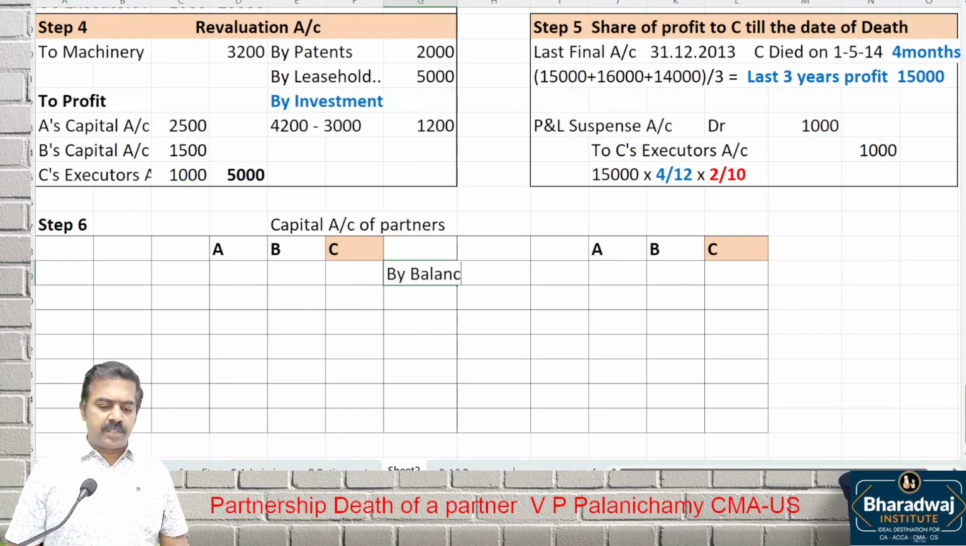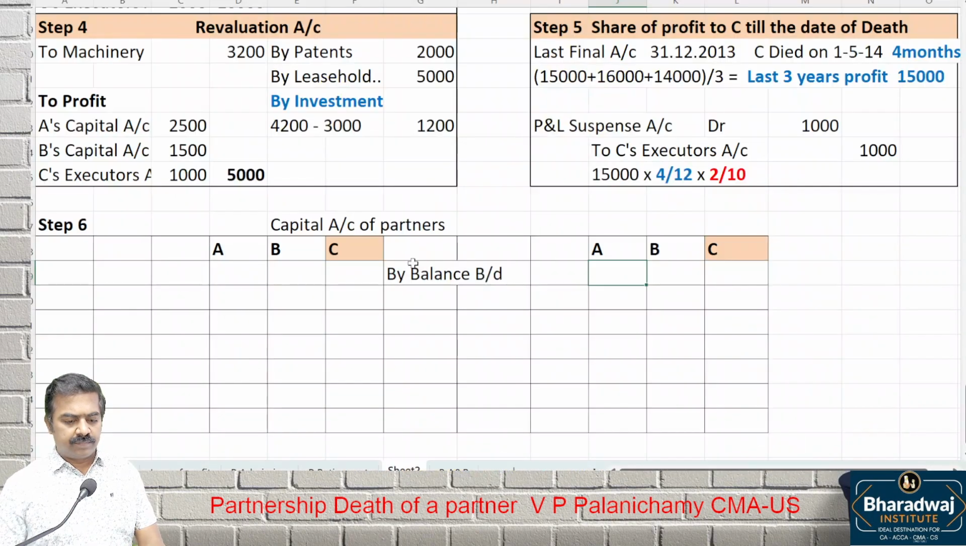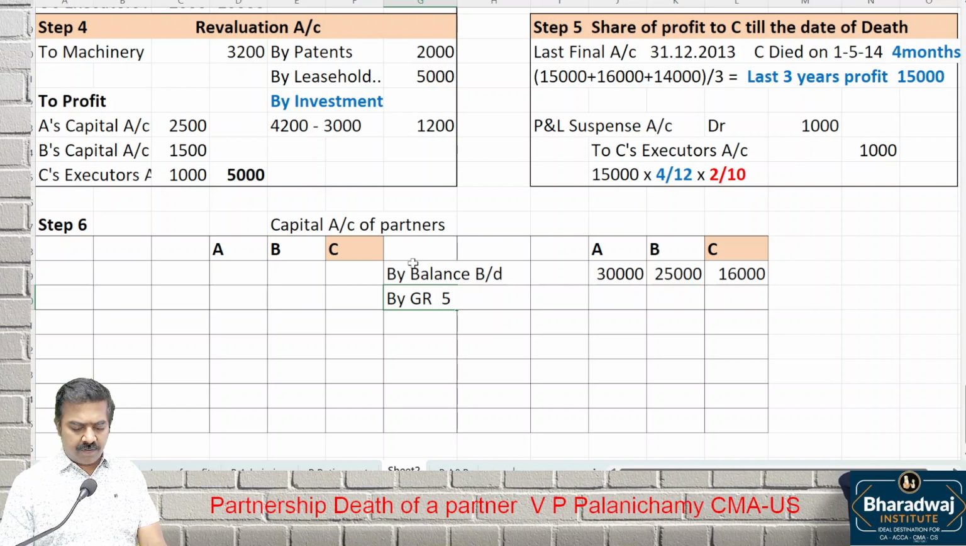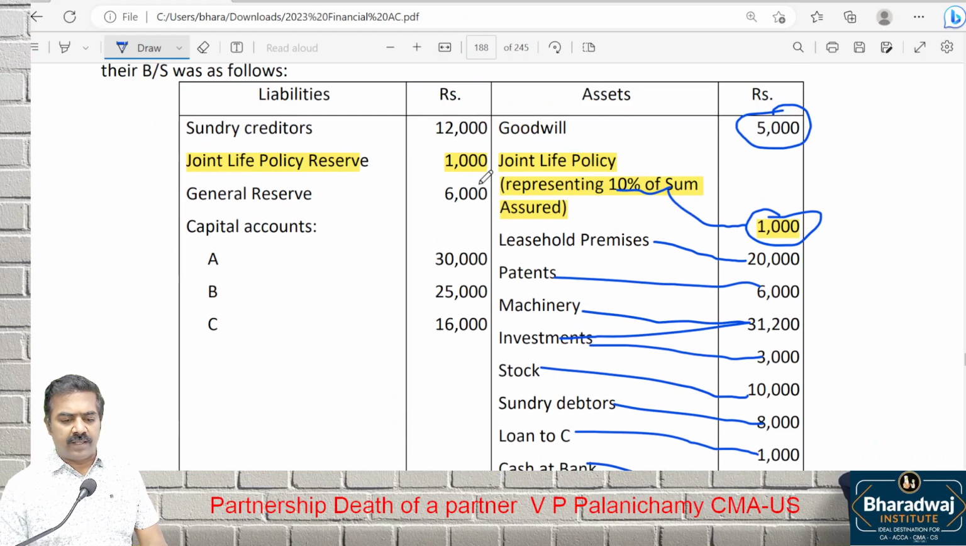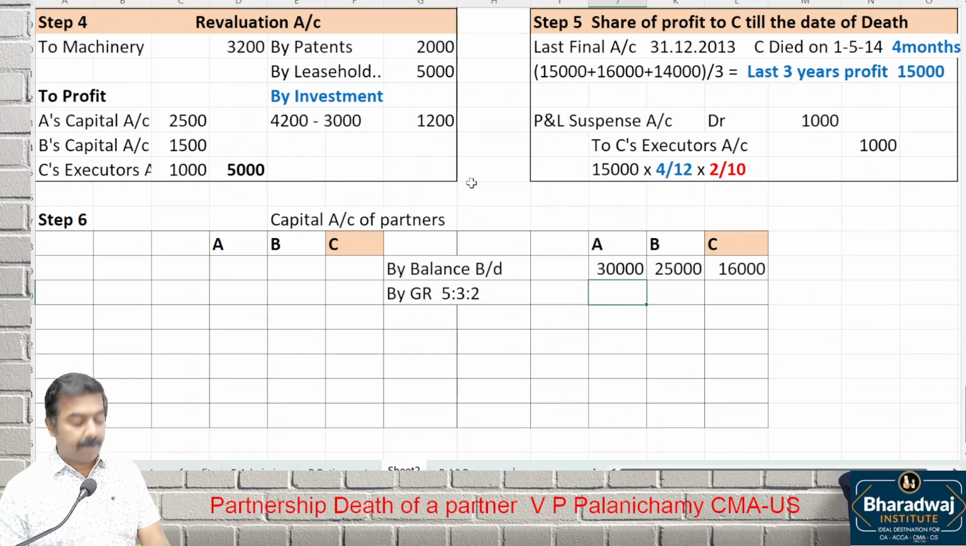Start. By balance brought down, opening balance of capital: 30,000, 25,000, then 16,000. Then by general reserve in the balance sheet, which will be transferred in the old ratio. What is the old ratio? 5:3:2. This 6,000 general reserve will be transferred in 5:3:2 ratio. How much will it be? 3,000, 1,800, 1,200.